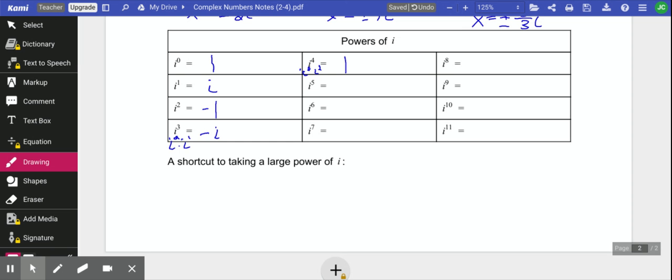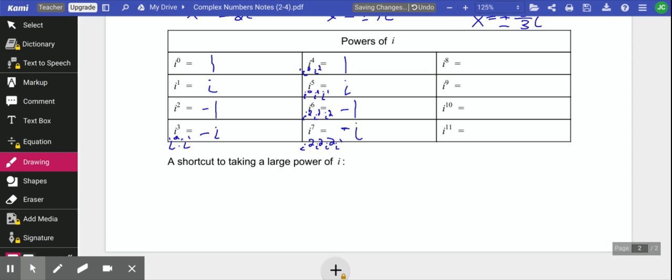i to the fifth, well, that would be i squared times i squared times i to the first. i squared times i squared is negative 1 times negative 1, so that's going to be positive 1 times i. i to the sixth will just be i squared times i squared times i squared, which is negative 1 times negative 1 times negative 1, which is negative 1. And i to the seventh will be i squared times i squared times i squared times i to the first. So negative 1 times negative 1 times negative 1, which is negative i.